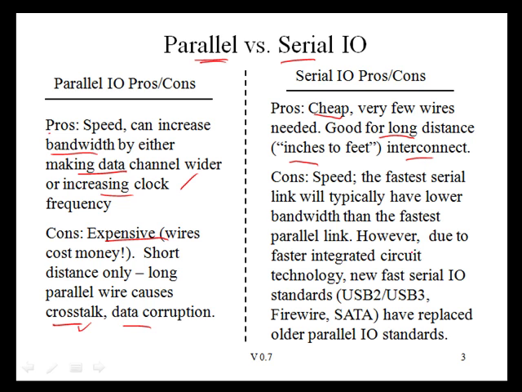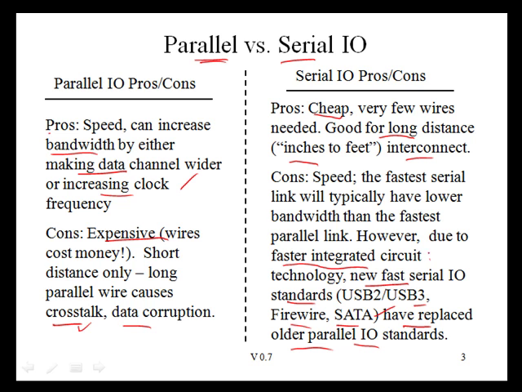It turns out that integrated circuit technology has steadily improved over the years, and now we have new fast serial I/O standards such as USB 3, FireWire, serial ATA that have replaced older parallel I/O standards. In fact, it's standard now that where we used to have parallel I/O to our disk drives inside personal computers, we now use serial connection.